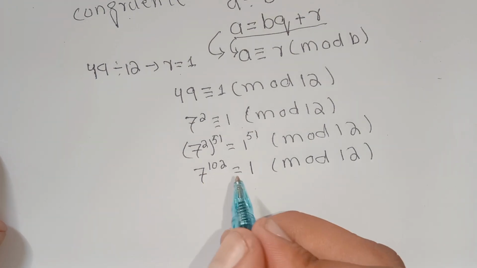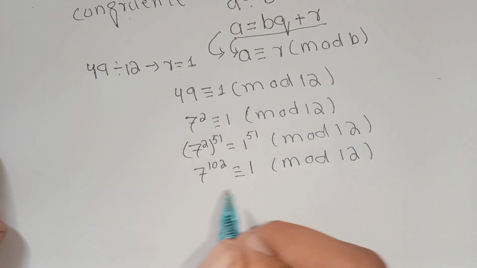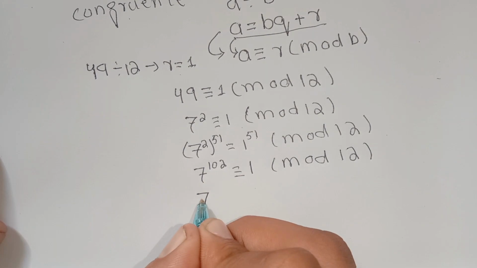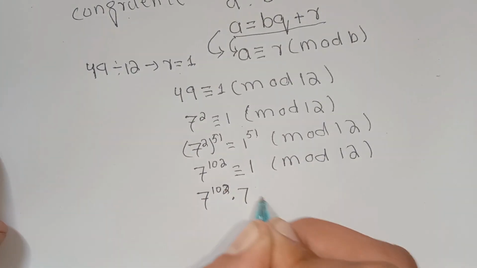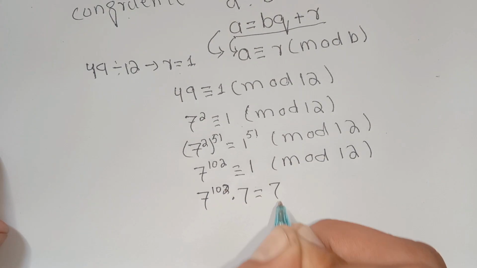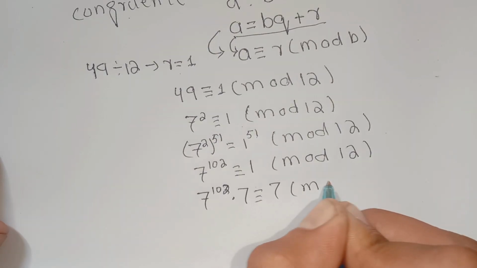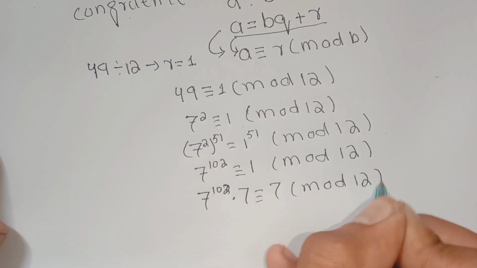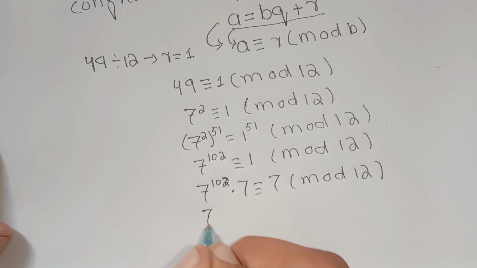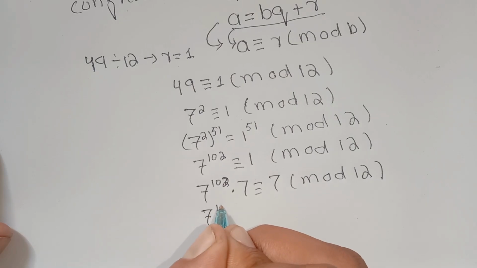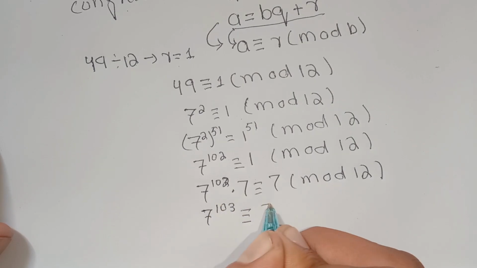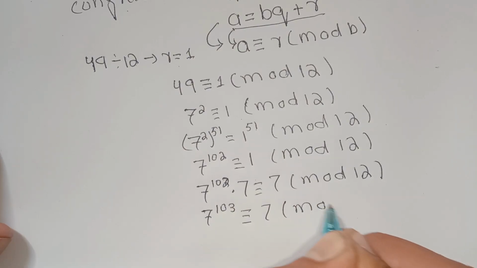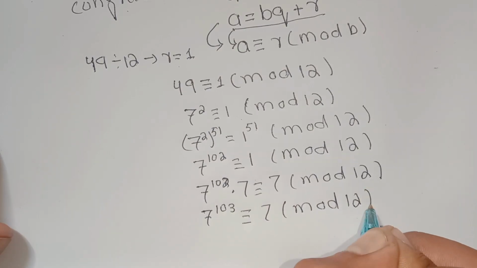Now we can multiply the same number on both sides of the congruence. So we multiply 7 on both sides. Here we get 7 raised to the power of 103 is congruent to 7 mod 12.